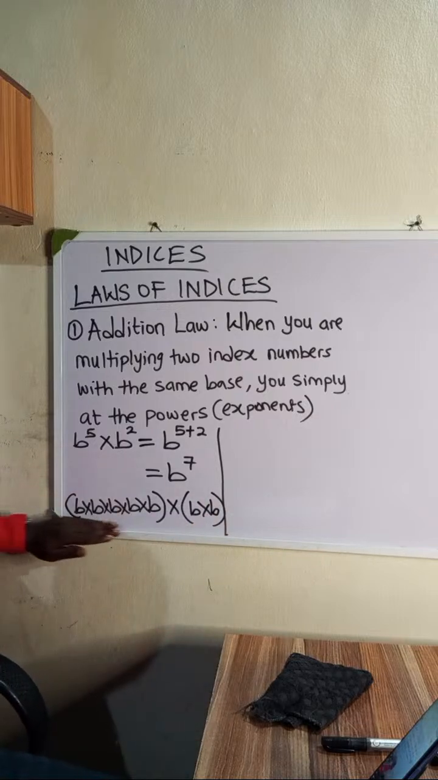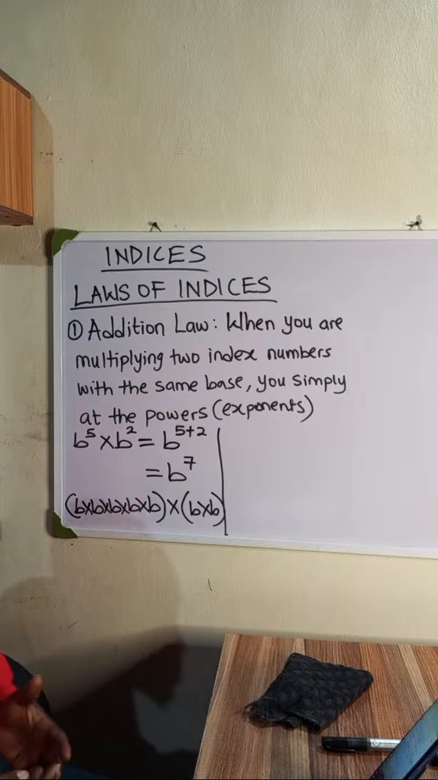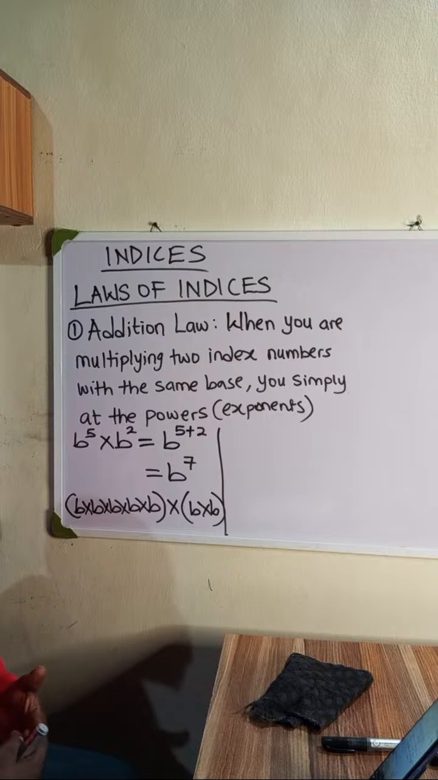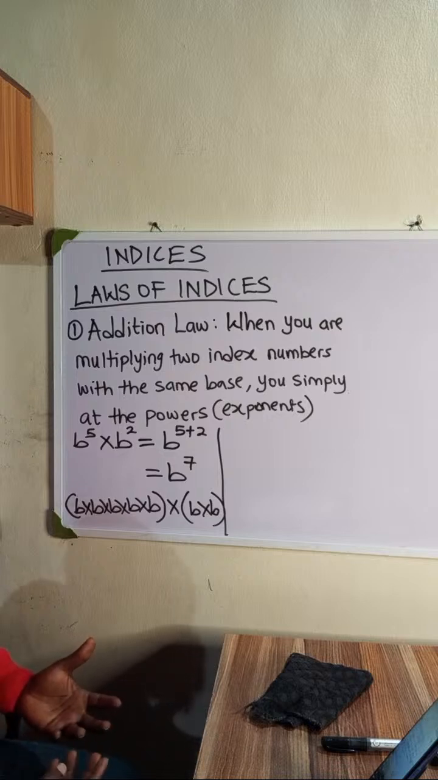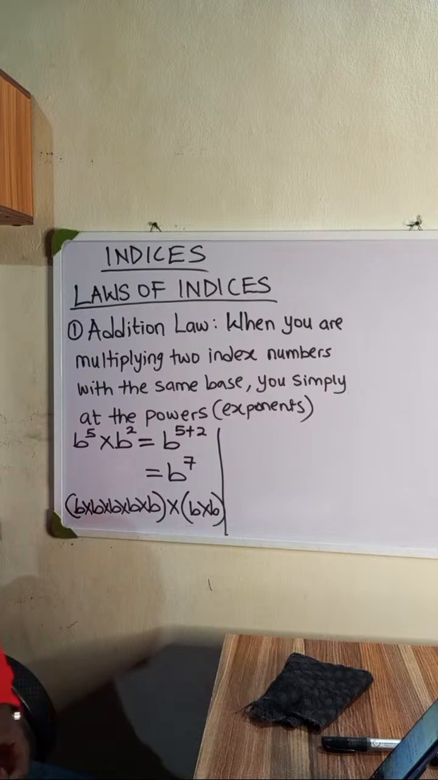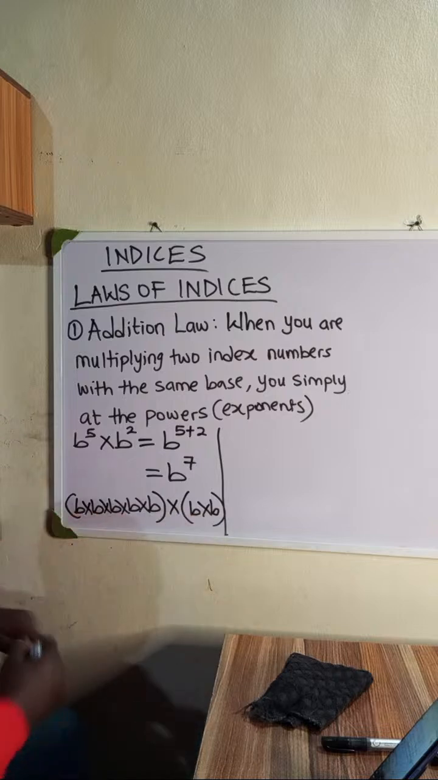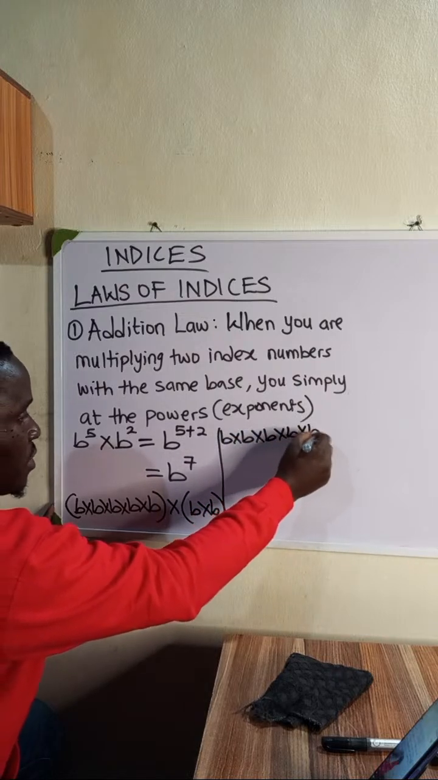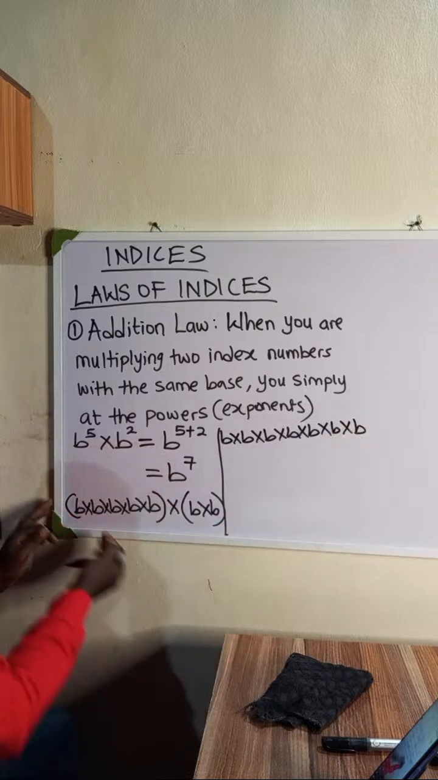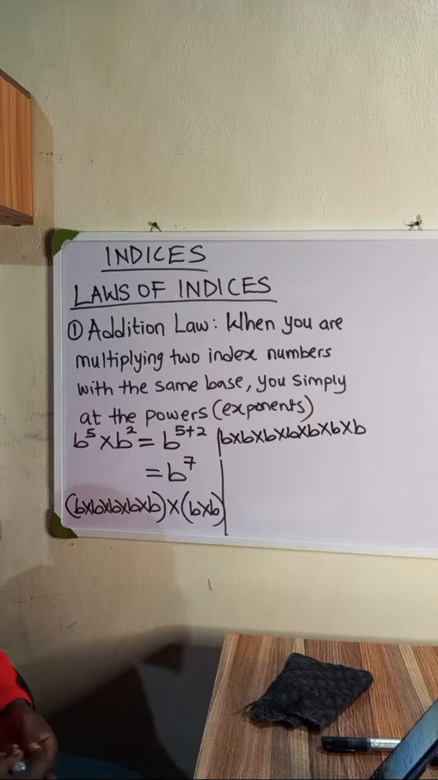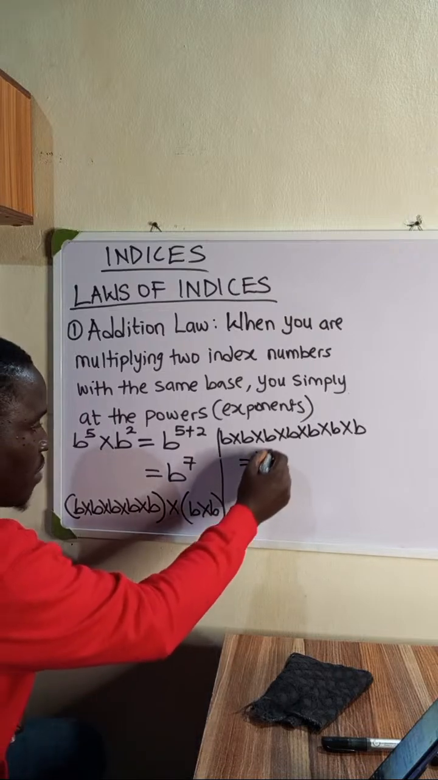So since all these values are multiplying each other, in multiplication you have the commutative rule where no matter how you arrange the multiplication, you are supposed to get the same answer. So all we need to do is remove the brackets, and we have B times B times B times B times B times B times B. So just by removing the brackets, we can see that B is multiplying itself 7 times. And when B multiplies itself 7 times, it simply means B to the power of 7.